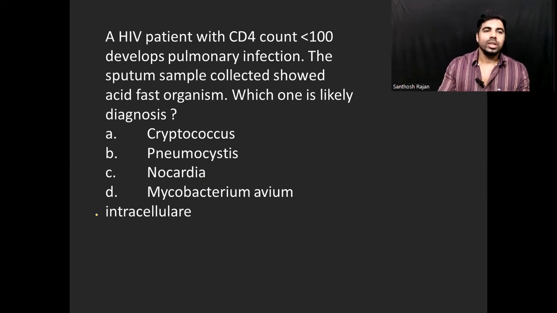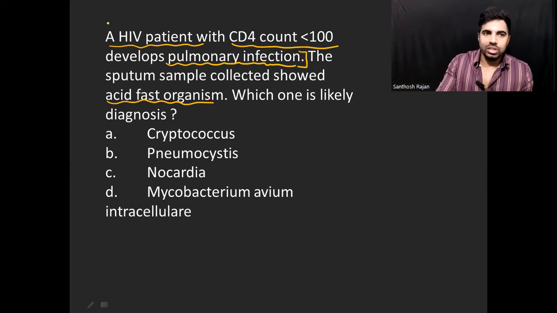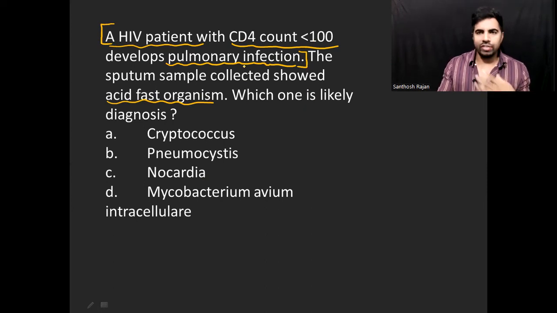Yeah, look at this. Here, if you see, this HIV patient, CD4 count less than 100, developed a pulmonary infection, and the sputum sample collected showed an acid-fast organism. First, see the clue: he's an HIV patient, the CD4 count is less than 100, and a pulmonary, lung infection was there. So, with the acid-fast organism, you have to check which organisms cause pulmonary infection.